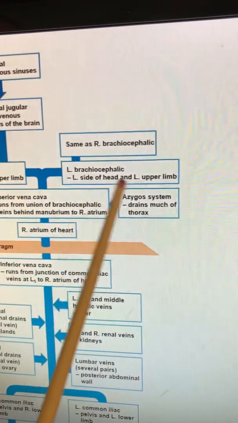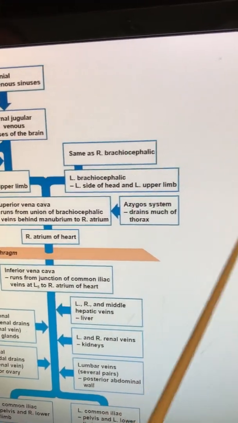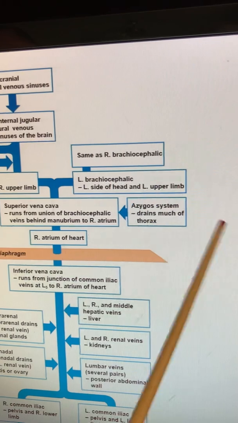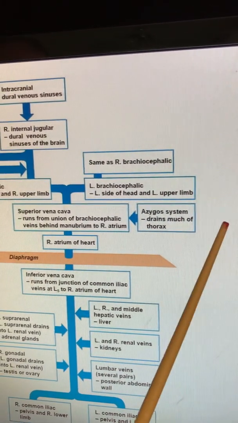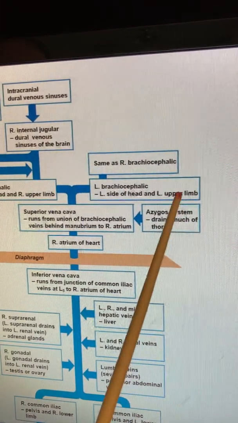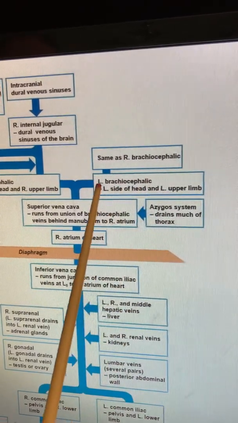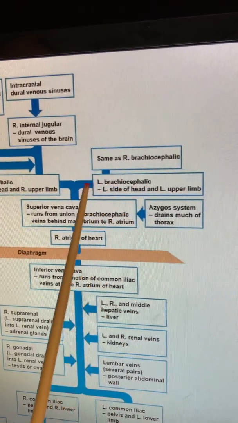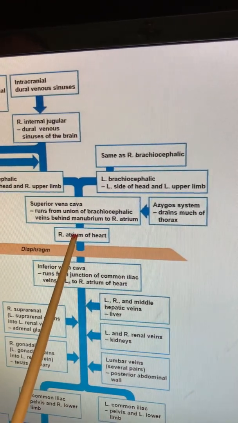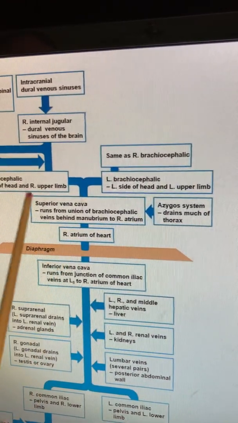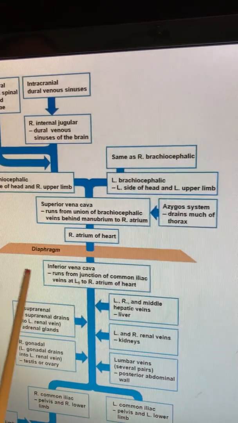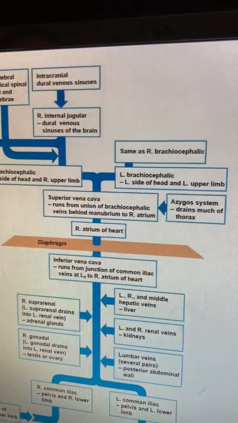You would go from the left thumb side, which would be the radial vein, into the brachial vein, into the axillary vein, into the left subclavian vein. Then you would go into the left brachiocephalic vein. Then you'd go into the superior vena cava, because remember, there's only 3 vessels that will go into the right atrium. Above the diaphragm, it's the superior vena cava.